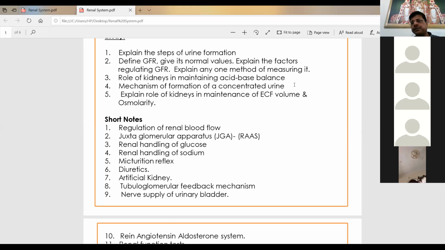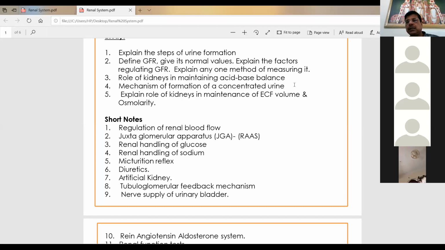ECF volume and osmolarity will not be maintained. So there will be edema. Okay. Then the erythropoietin will not be secreted. So there will be anemia, long-standing, especially acute. So a patient with long-standing kidney disease will have anemia. He will have vitamin D deficiency. He will have acid-base imbalances. His blood pressure will be high. Kidneys are playing a very important role in the maintenance of blood pressure. His blood pressure will be high.